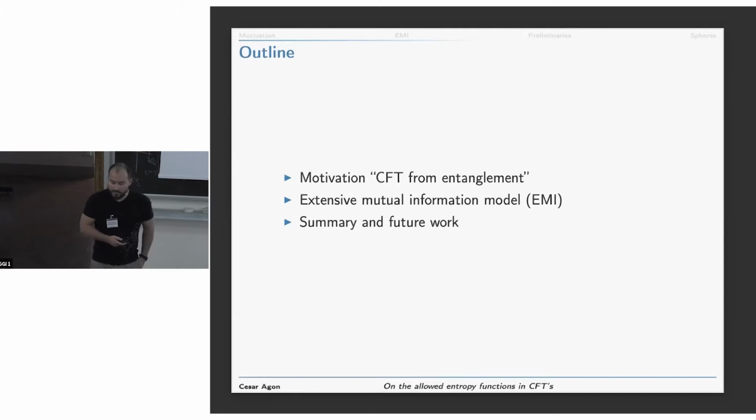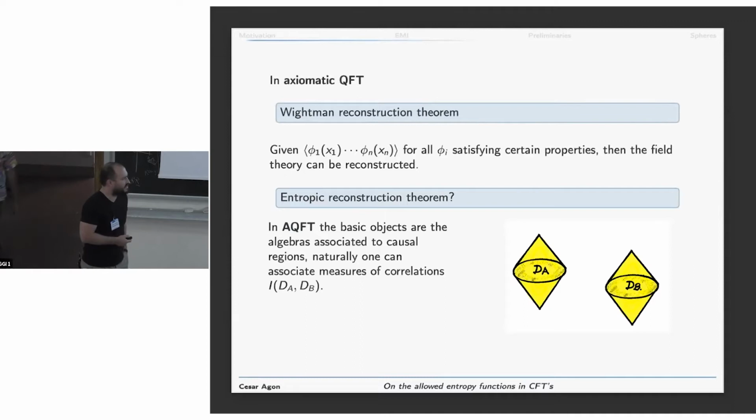Okay, so the motivation is basically based on the Wightman reconstruction theorem, this axiomatic version of QFT, in which the basic objects that people study are correlation functions of field operators in the ground state of the theory. And there is this nice reconstruction theorem that says that if you have a set of correlators that satisfy a complete set of axioms, then the set of correlators will define for you a particular quantum field theory.